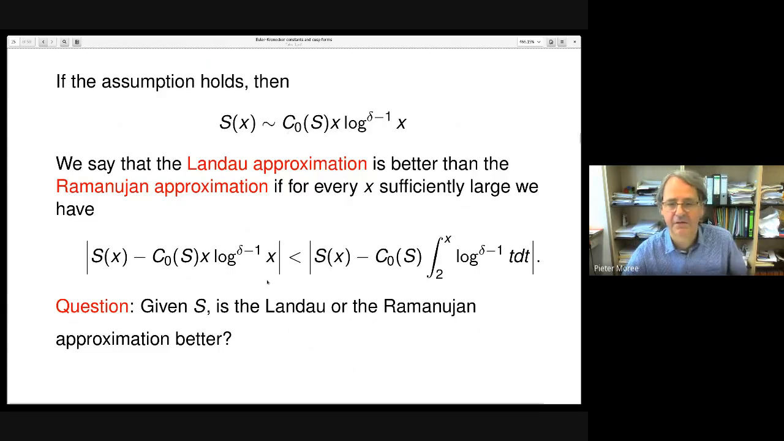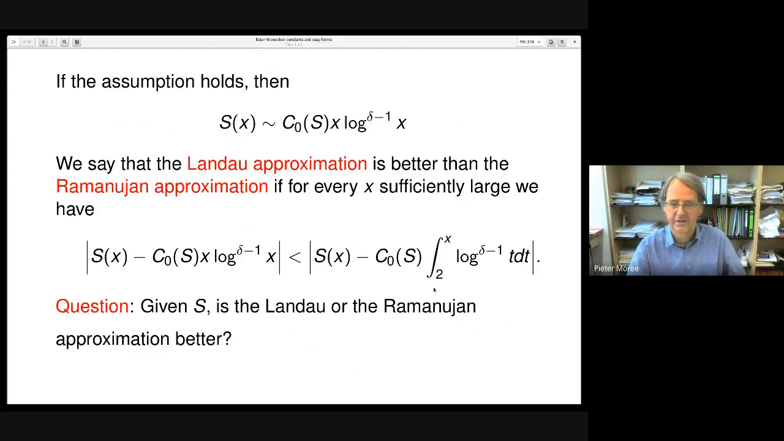So that's this term. On the other hand, I can look at the appropriate integral form. So that would be this form. And then you can look at the difference with the actual function. And then the question is, if x tends to infinity, what's the better approximation? Is it this asymptotic, or is it the integral term? Oh, I think actually a t here is missing.